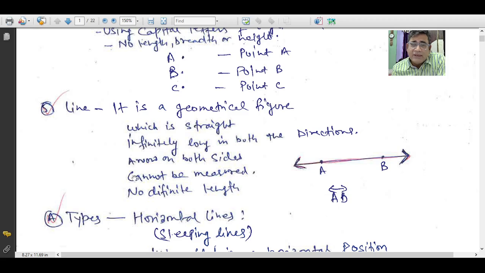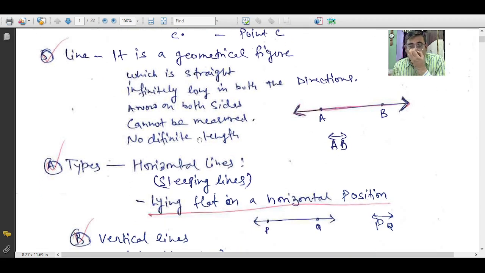Second is line. So what is a line? A line is a geometrical figure which is straight and infinitely long in both the directions. You can see two arrows, and it is represented by the English letters A B with an arrow on top of that. So arrows on both sides, it is infinitely long in both the directions and we cannot measure it. See, these are basically infinite lines. So you cannot measure it. It does not have any definite length. But if someone asks, do lines have length? Yes, it has got length, but you cannot measure it.